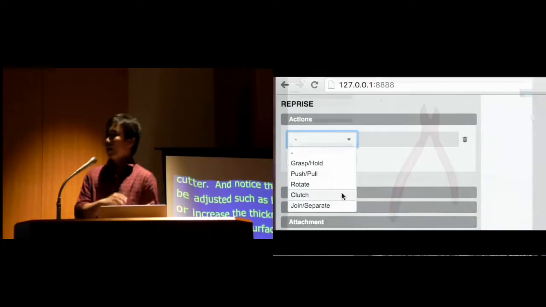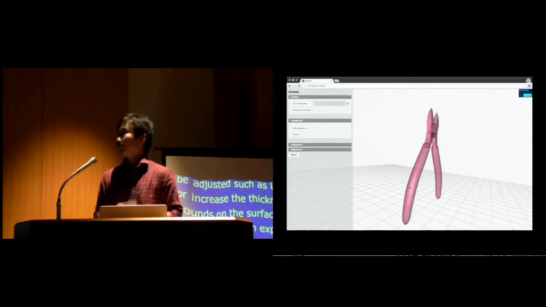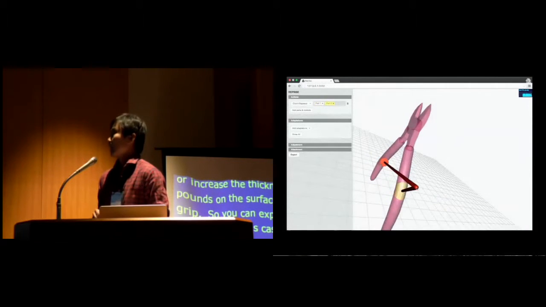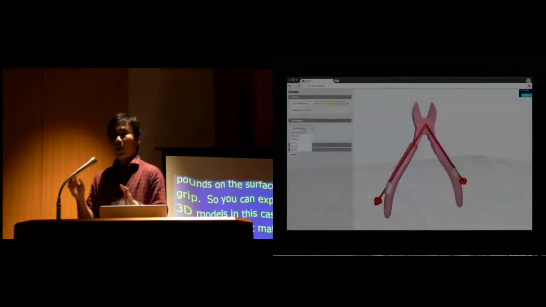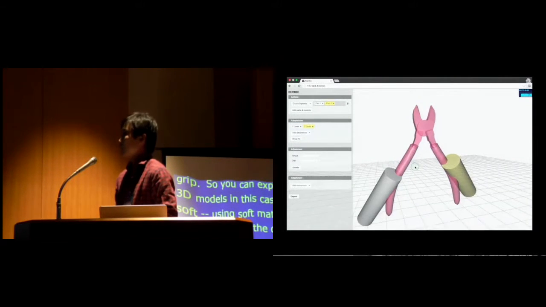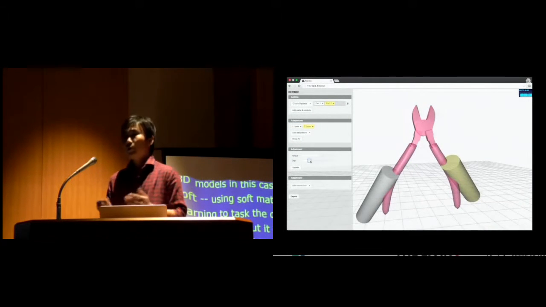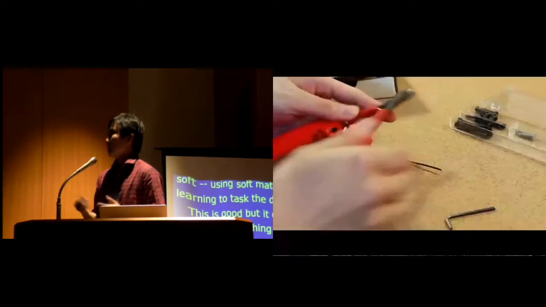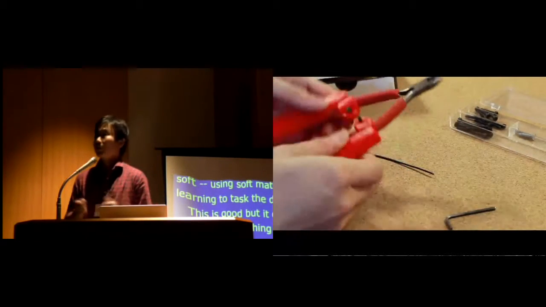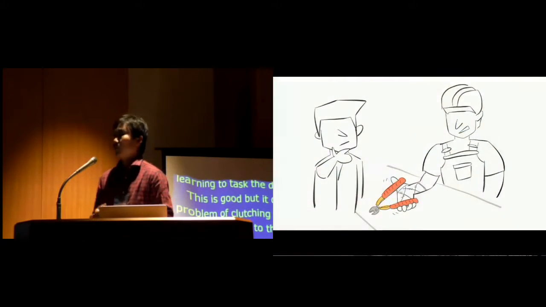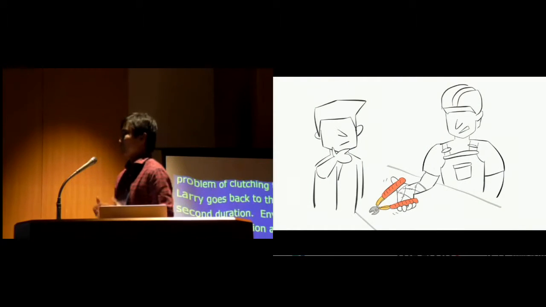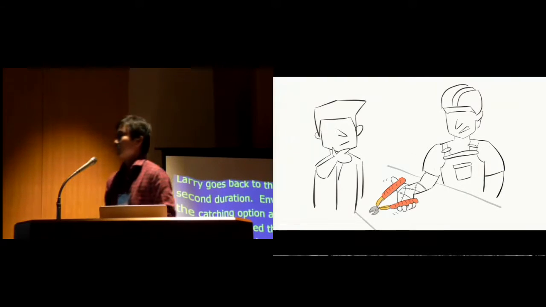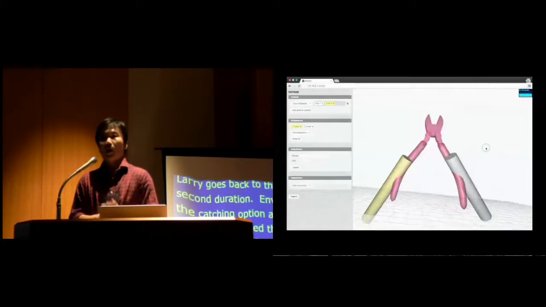So Larry goes back to Reprise as a second iteration. He clicks on the clutching option, and in just a few clicks, he specifies the clutching arms of this cutter, and then generates the levers that will reduce the amount of leverage required to use this cutter. However, this design makes the cutter overall too large to be held in one hand. So the user doesn't really like this design.